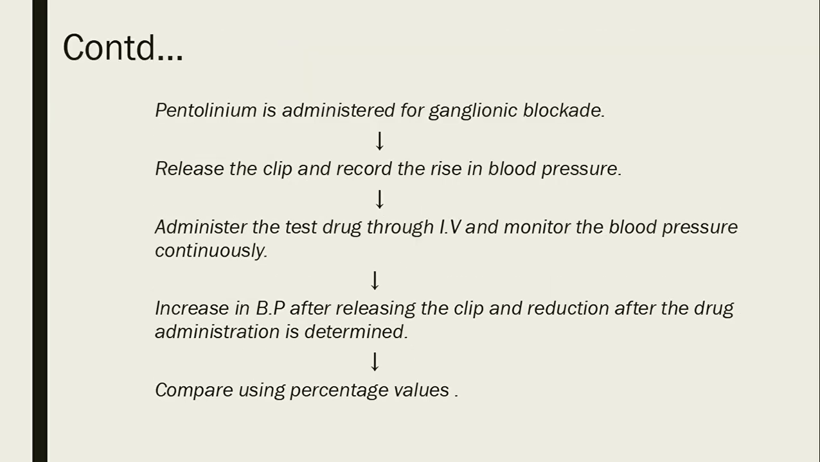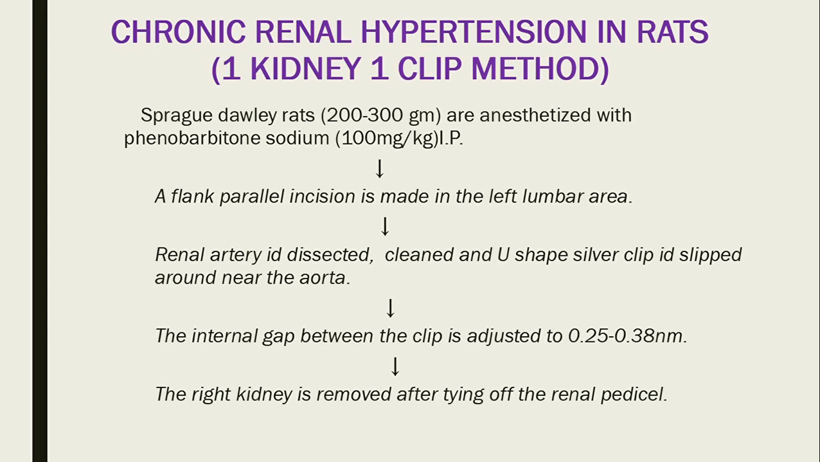Then pentolinium is administered for ganglionic blockade. Then release the clip and record the rise in blood pressure. Administer the test drug through IV, intravenous, and monitor the blood pressure continuously. Then the increase in BP, blood pressure, after releasing the clip and the reduction after the drug administration is determined. Then compare using percentage values. So this is another method in rat models.